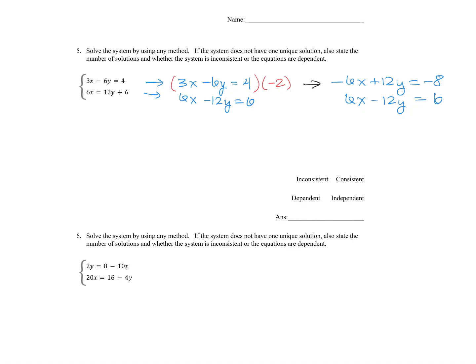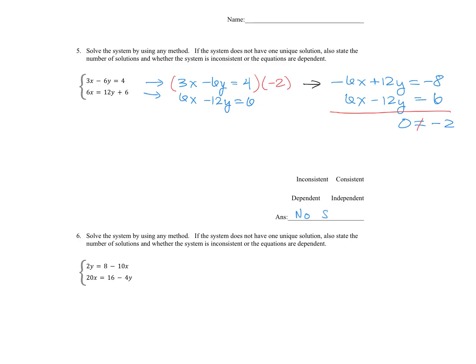And when I add these up, you will notice something very interesting happening. On the left side, everything cancels, and I get 0. On the right side, I'm stuck with a negative 2. And we know that 0 will never equal negative 2. That's a complete impossibility. So we have no solution for this equation.